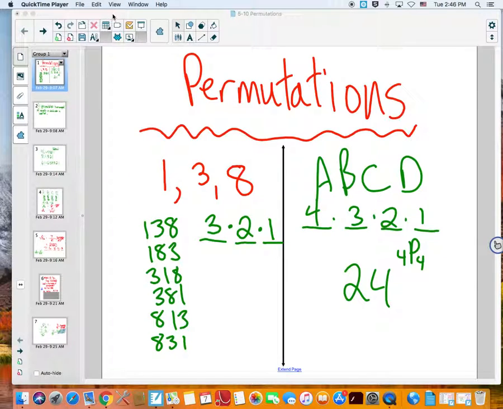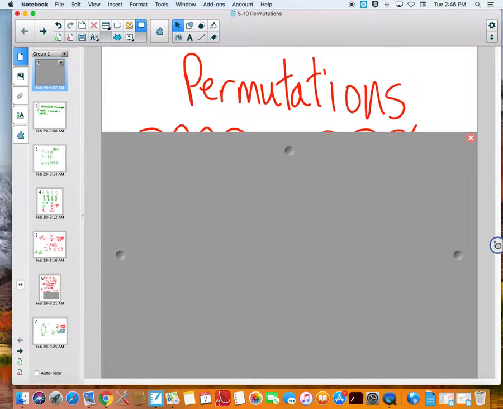Good morning, class. Today we're going to talk about permutations. So we want to just introduce the topic of permutations.